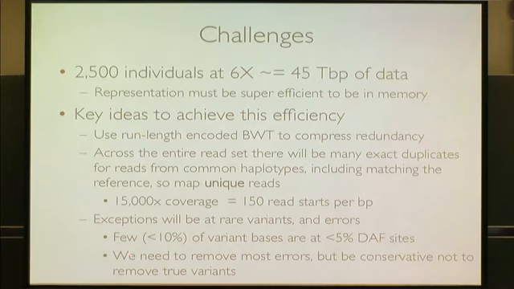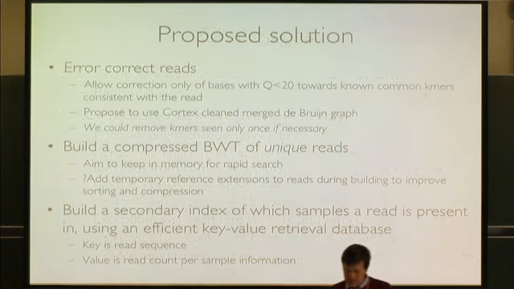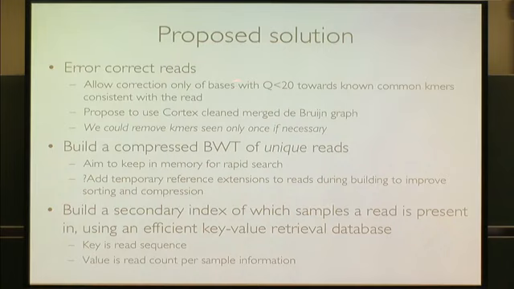The issue is we need to remove errors. If we have a 1% error rate, then we're going to be dominated totally by errors. So we're going to want to error correct first. The proposed solution is to error correct the reads. We only correct bases less than Q20, and we use a cortex structure. We heard a bit about cortex this morning, and we'll hear about cortex more, I think. And then we build a compressed BWT of all the unique reads, and I want to keep it in memory, and there were some ideas about improving the compression.